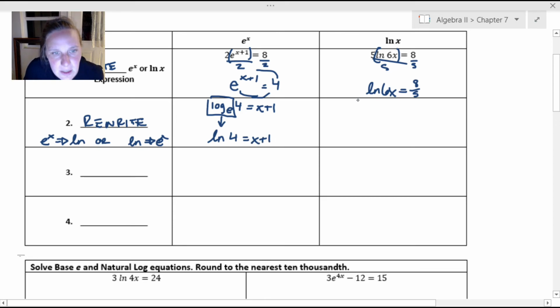On this side, the natural log would be log base e of 6x is equal to 8/5. And now I'm going to rewrite it with e as my base. Swoop-de-doop. E to the power of 8/5 is equal to 6x. Alright, so we rewrote them both. Now we're going to evaluate. We're going to use our calculator to evaluate this expression.